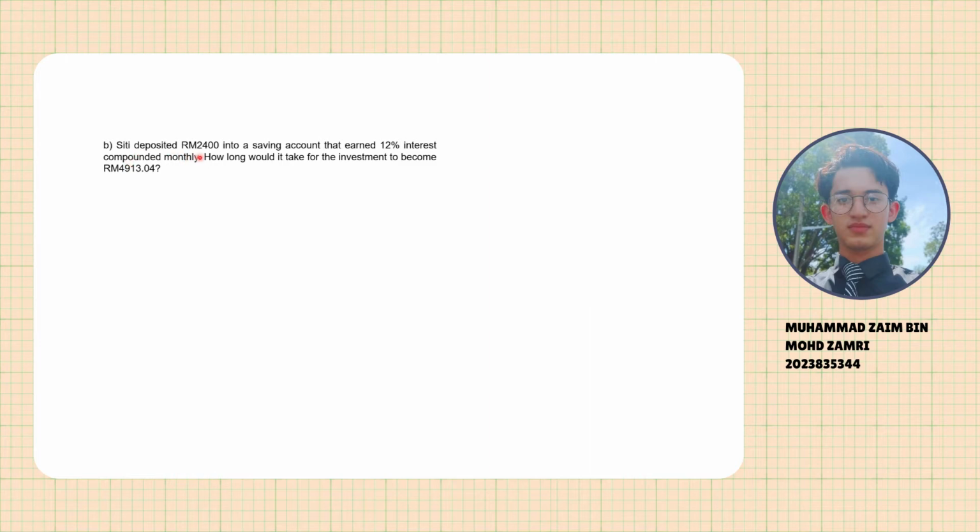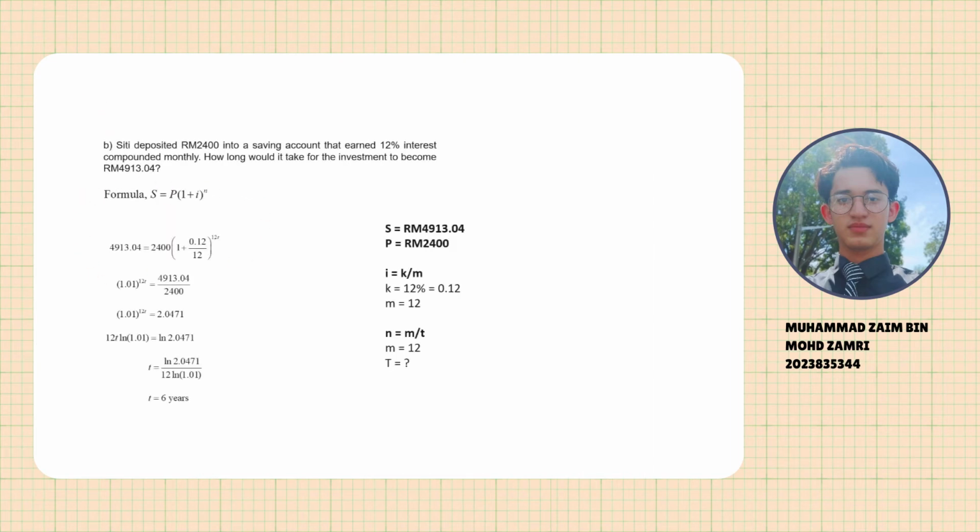Siti deposits RM2,400 into a savings account that earned 12% interest compounded monthly. How long would it take for the investment to become RM4,913.04? So this is the information that we obtained from the question. First, let's take a look at the formula of compound interest. Use the information and substitute into the formula of compound interest.